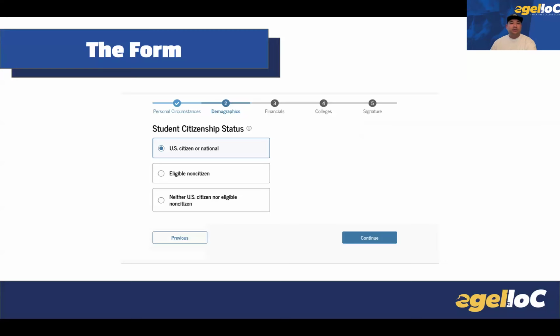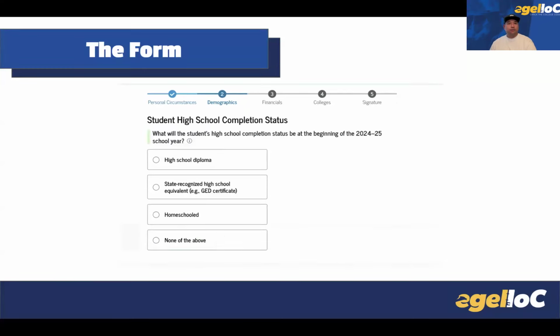Okay. They also ask about students' citizenship status, right? So either U.S. citizen or national, eligible non-citizen, or neither U.S. citizen nor eligible non-citizen. So those are our DACA recipients, right? Eligible non-citizens would include green card holders, right? If you are a green card holder, they will ask for your A number. If you're a U.S. citizen, they will ask for your social security number, so on and so forth, okay?